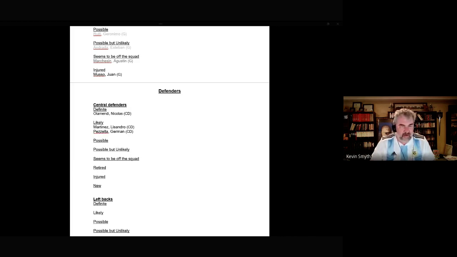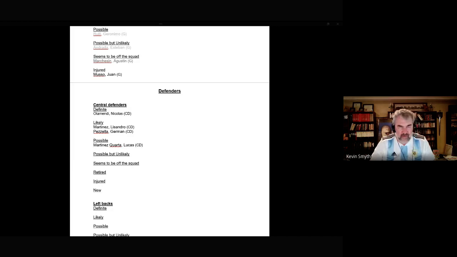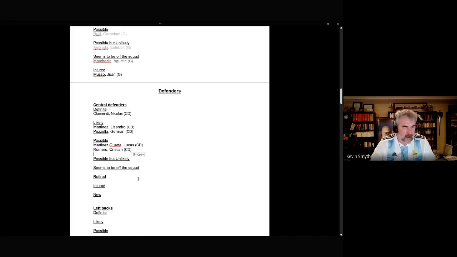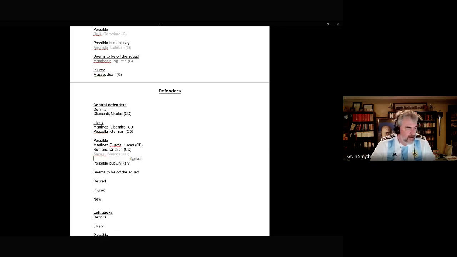German Pezzella is also a likely candidate, and a possible candidate is Lucas Martinez Quarta. Lucas Martinez Quarta, perhaps adding Quarta to his name just to distinguish himself from the other Martinezes. We have Cristian Romero as a possible candidate, and also possible Marco Senesi. And finally, Facundo Medina, who seems to be off the team. So let's go back to the beginning.